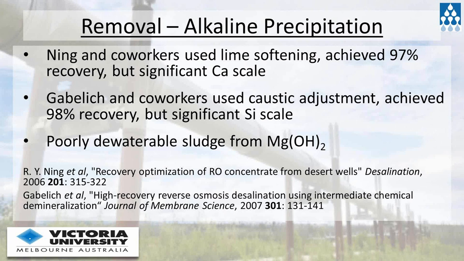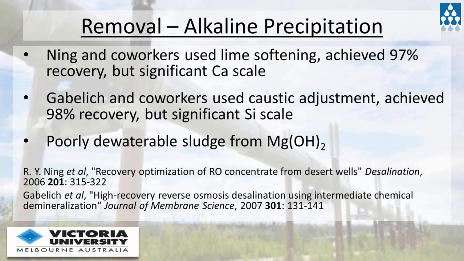Gabalich, who is with UCLA, Yoram Cohen's research group, instead went to a caustic adjustment system. They accepted the higher costs and they were able to get a 98% recovery, but they still had significant silica scale. And part of the reason for this, they felt, was that there was a very significant variation in the incoming water quality in terms of buffering capacity, in terms of magnesium concentration. If you weren't precipitating enough magnesium, you weren't effectively removing the silica. They also found that at times they weren't adding enough sodium hydroxide to actually start a lot of these precipitation reactions, and their system wasn't responding well enough.